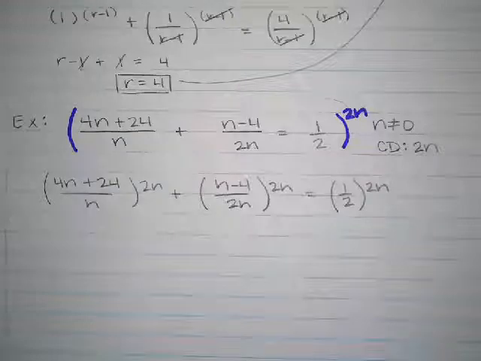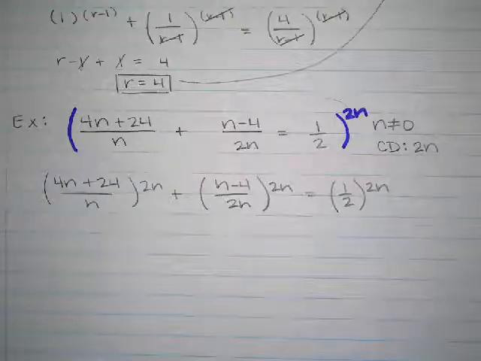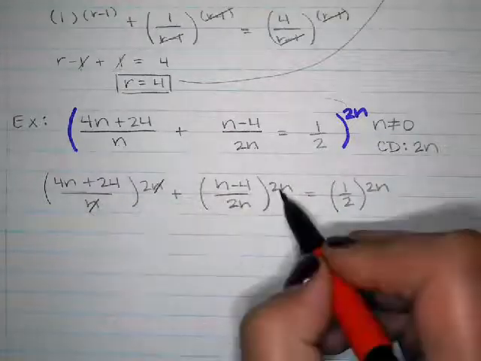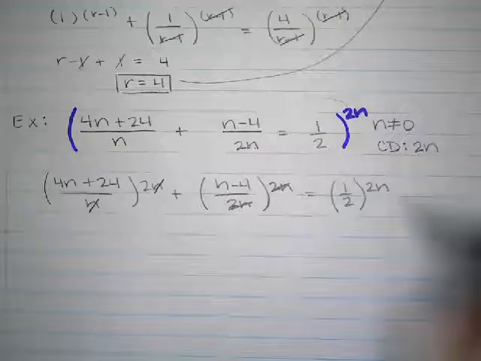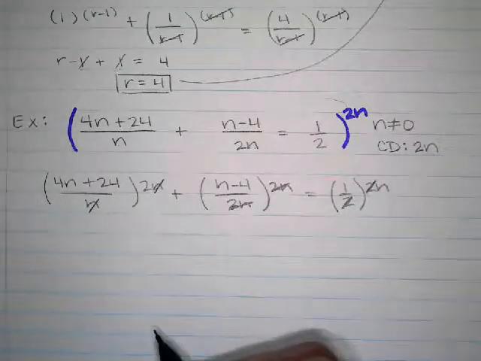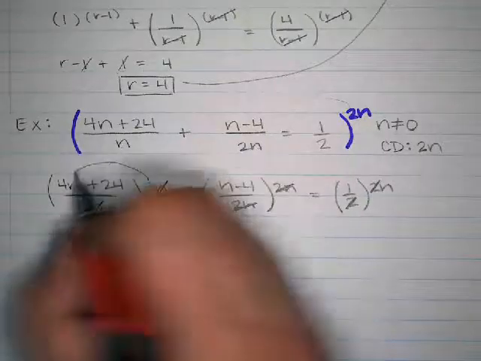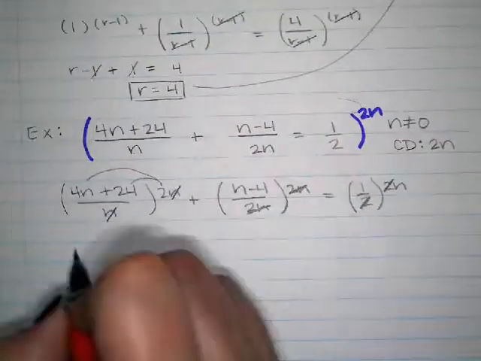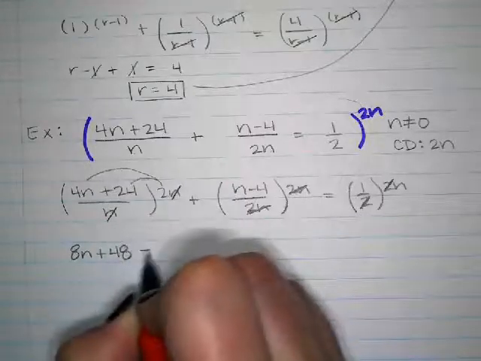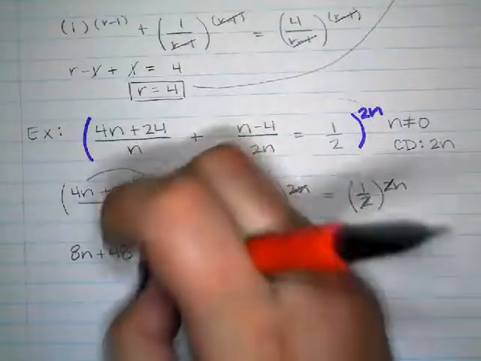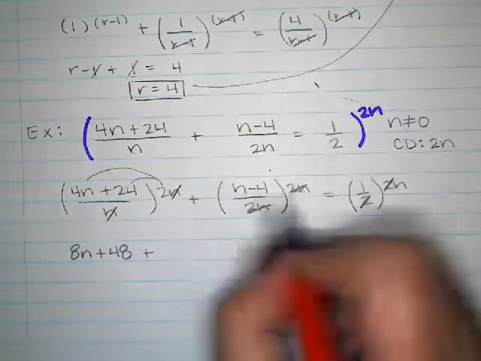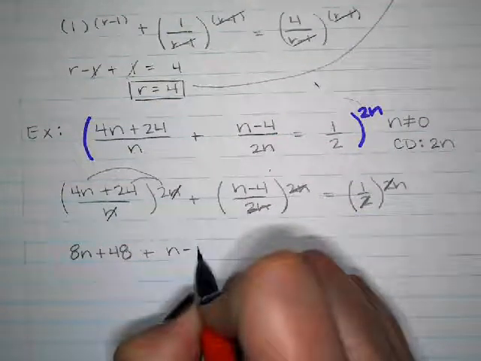Okay? All right, so my n's cancel. My 2n's cancel. My 2's cancel. So what do I have for the first part? 8n plus 48. Oop, it's not squared though, it's times 2, yeah. Okay, plus, and then nothing to multiply here, so just n minus 4 equals n, okay?